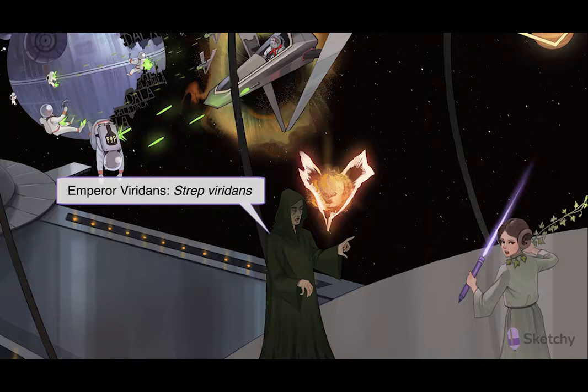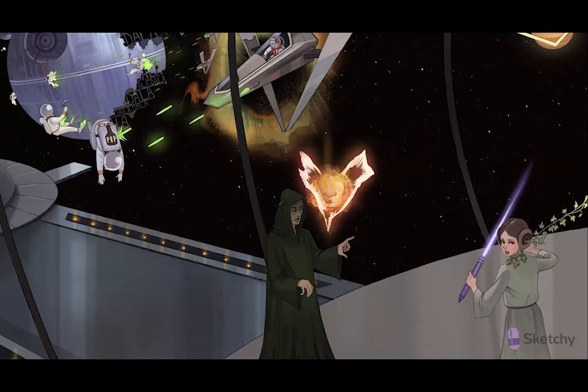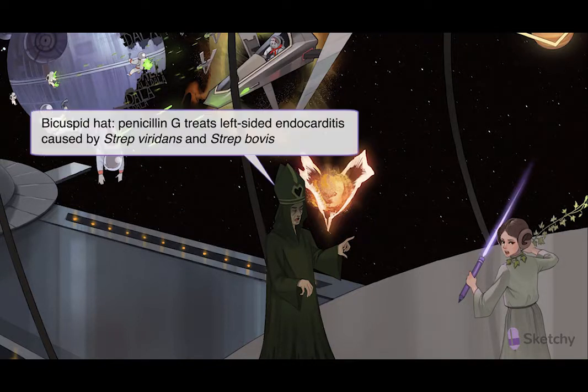His dark green robe is there to remind you of Strep viridans, and his bicuspid-shaped hat represents the left-sided endocarditis caused by Strep viridans and Strep bovis, both of which can be treated with penicillin G.